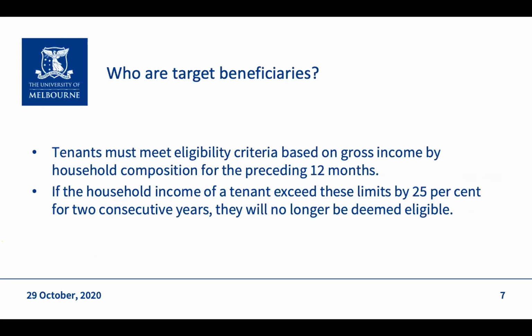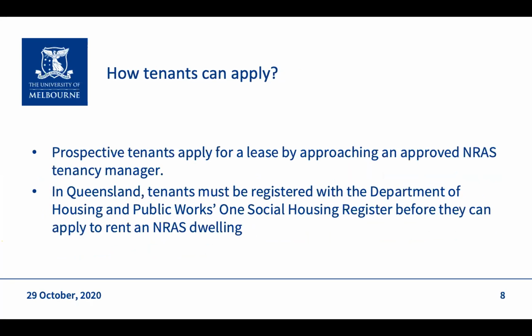Who were the target beneficiaries? The households who were in low income had to meet certain eligibility criteria, and their income was monitored each year, and the eligibility criteria also moved according to an index. So if their income exceeded the limit by 25% for 2 consecutive years, then they were no longer eligible to be the beneficiary of subsidized housing. How could tenants apply? They could apply by approaching an NRAS tenancy manager. In Queensland, they also had to be on the social housing register. It's a register, a wait list, of those who are looking for social housing.